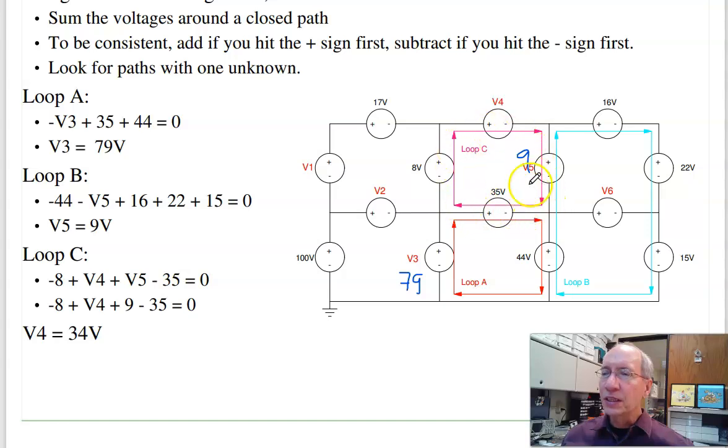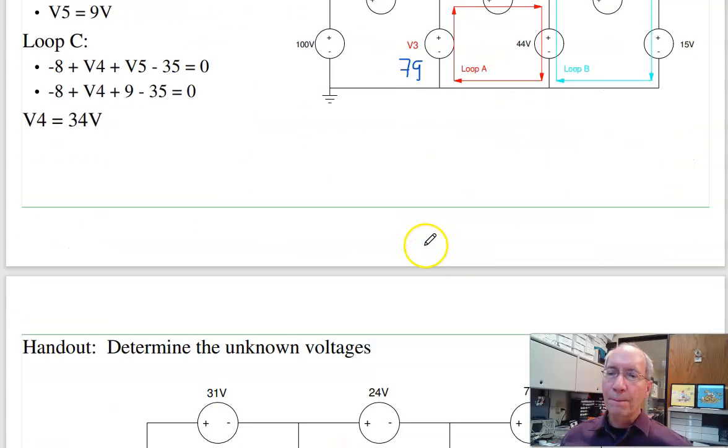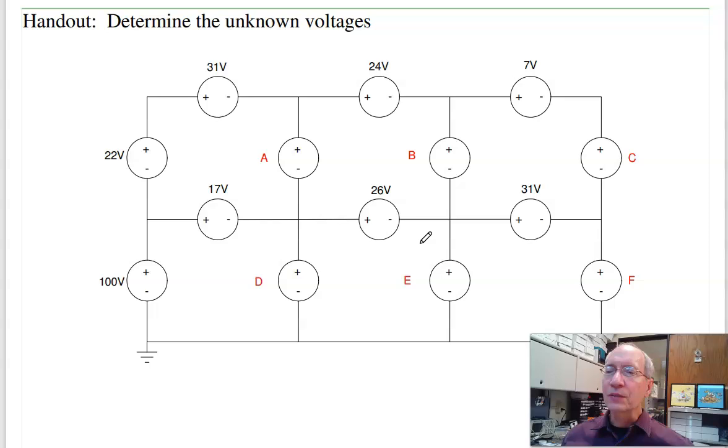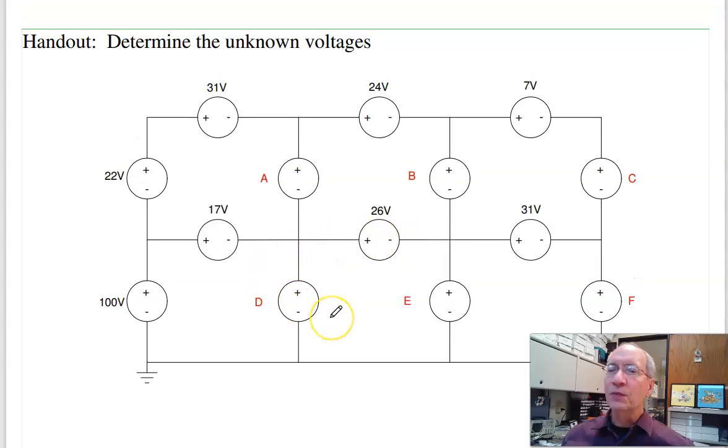Around loop C, now that I know V5, I can solve for V4. Minus 8 plus V4 plus 9 minus 35 equals 0. I know that V4 is 34 volts, and so on. That's conservation of voltage. So here's a handout. Try to find the unknown voltages A, B, C, D, E, F. Let's pause it right here, let you try to solve, then we'll continue.